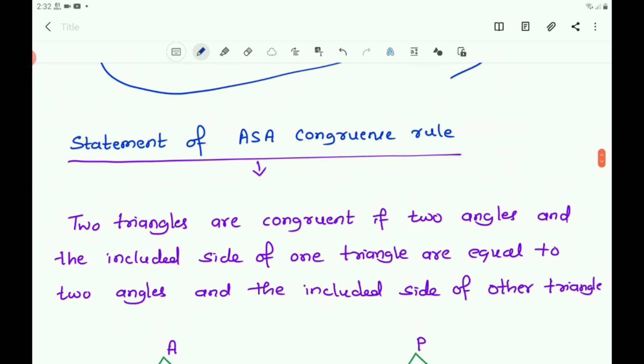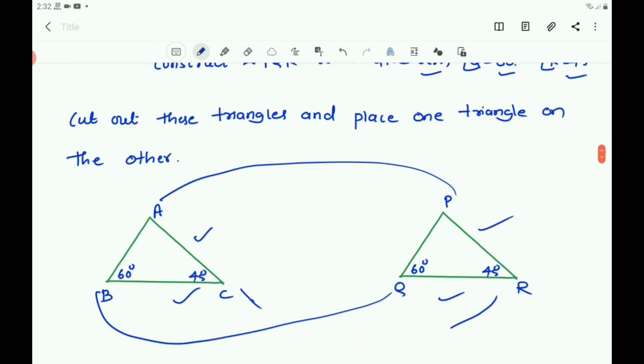Here what you have taken, see the triangle ABC and triangle PQR. In triangle ABC and triangle PQR, BC is equal to QR and angle B is equal to angle Q and angle C is equal to angle R and they are congruent triangles. If you place one on the other, they completely cover, so they are congruent triangles.